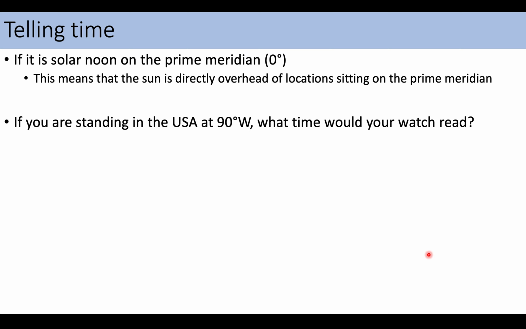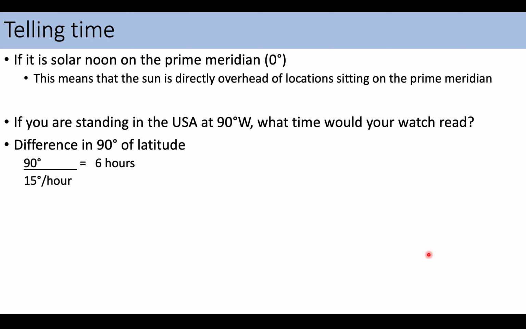So if you are standing in the US at 90 degrees west, what time is it for you? Knowing it's solar noon on the prime meridian, which is 0 degrees, you are located at 90 degrees west. What time would your watch say?